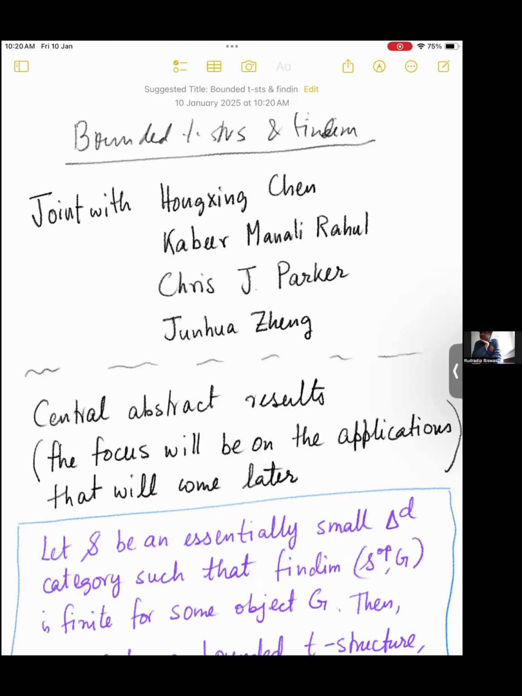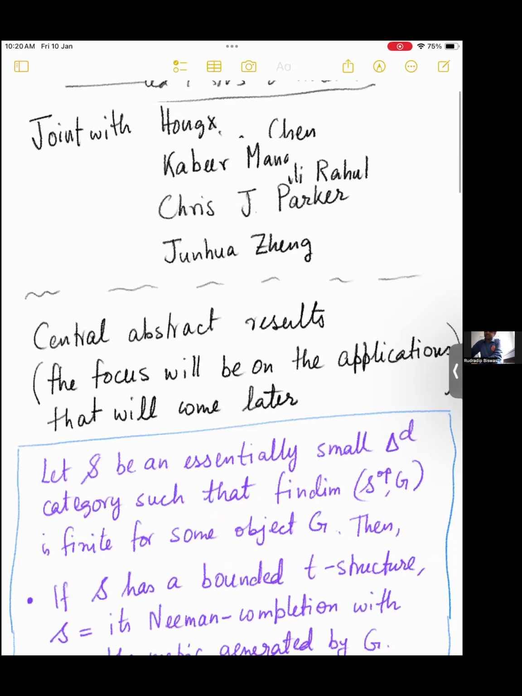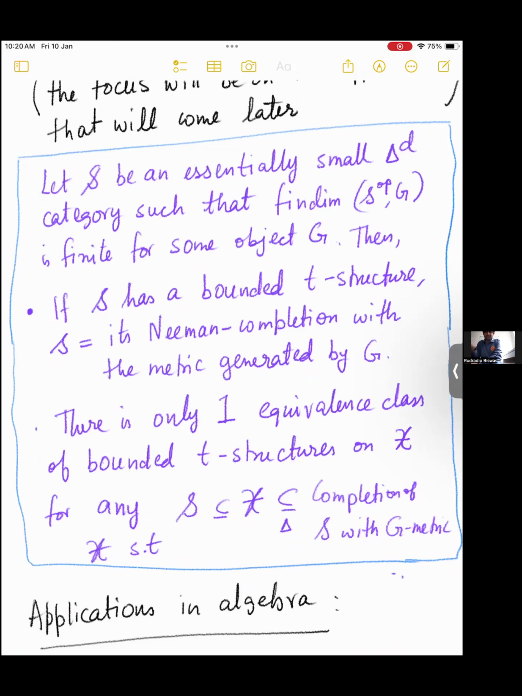So today I will be presenting a survey or some highlights of a paper that we archived at the start of January last year. It's joint with Chen, who I believe is in the audience, Kabir Manali Rahul, Chris Parker, and Junwa Zheng. Since I don't have much time today, I will not be talking about what's written in purple over here. So this is an abstract result, out of which I will be squeezing some applications in representation theory.